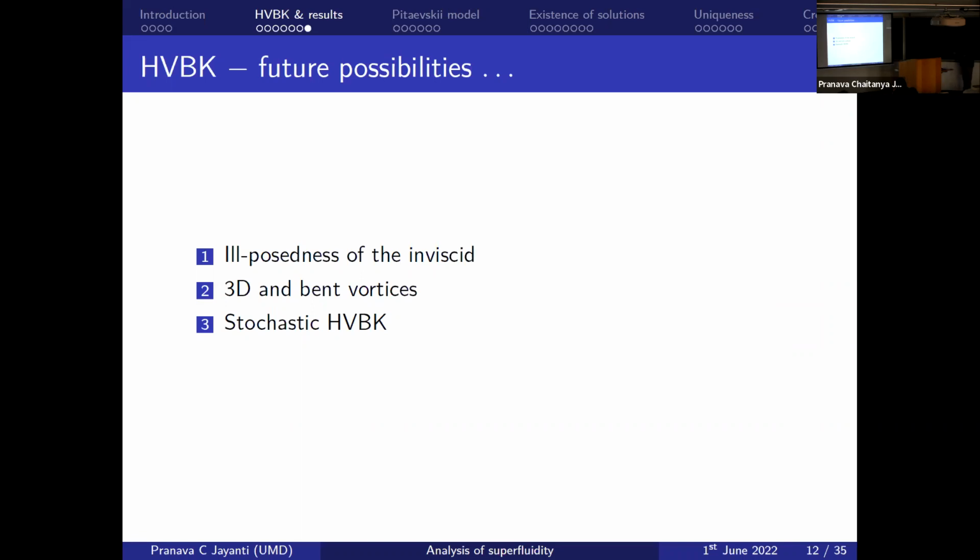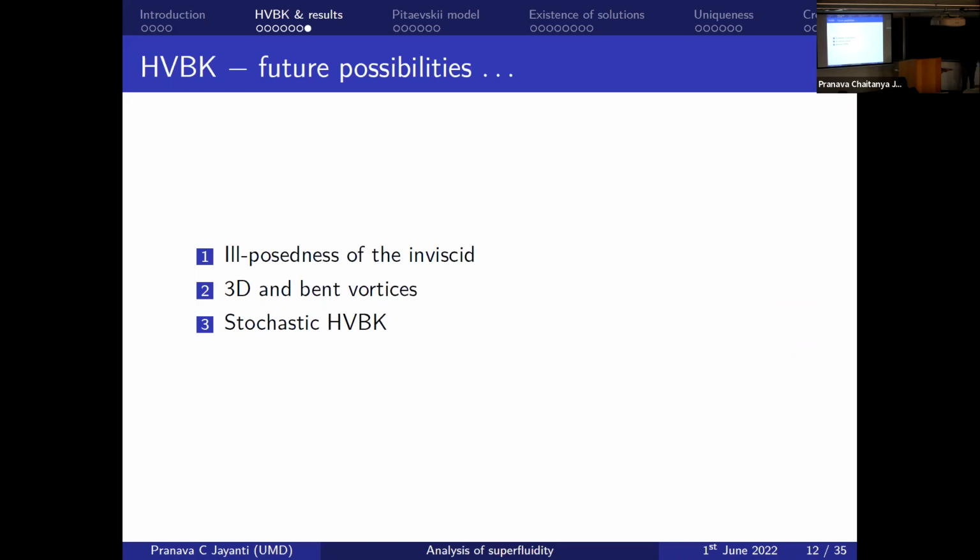Finally, we can also look at the stochastic version of these equations, perhaps, to ask what happens if you stochastically force the normal fluid. How does a superfluid behave? How does the energy distribution change between the two fluids? Right? There are several questions that one could discuss in the stochastic case. Okay, so this was all a discussion on a large-scale model with the HVBK, where both fluids are classical, and we've assumed them to be modeled using a Navier-Stokes type equation.